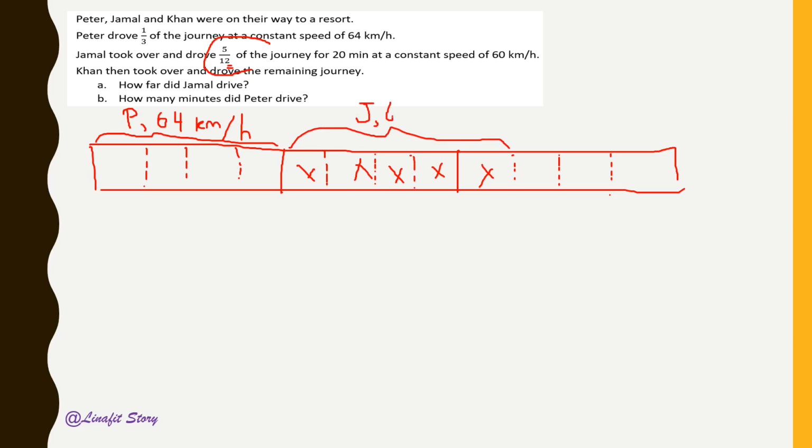His speed is 60 km per hour, and then he drove for 20 minutes. Next, Khan then took over and drove the remaining journey. Here is for Khan. Question A. How far did Jamal drive? So we may draw the ST triangle.